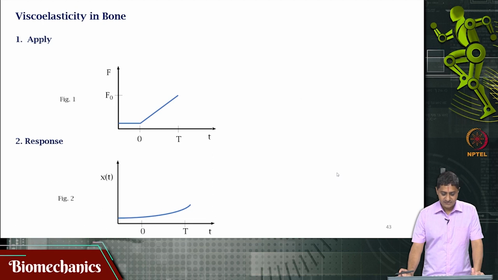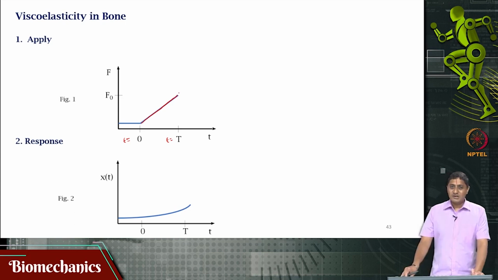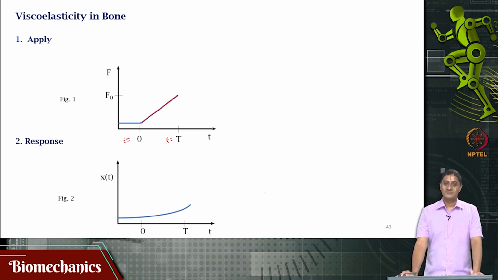Let us say that we are applying a load F naught that varies linearly in time between time 0 and time t equal to capital T. This is t equal to 0 and this is t equal to capital T, and there is a linear variation in force. I am measuring experimentally what is happening in the bone. Okay, what is the experimental response of the bone in deformation, and I am finding something like this. This does not look linear, is it not? And it is not linear.